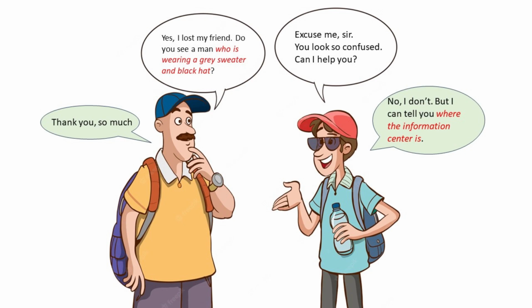From this dialogue, you can see that there are two clauses in red color: who is wearing a gray sweater and black hat, and where the information center is. So what are they? Are they adjective clauses or are they noun clauses? To know about that, let's continue.